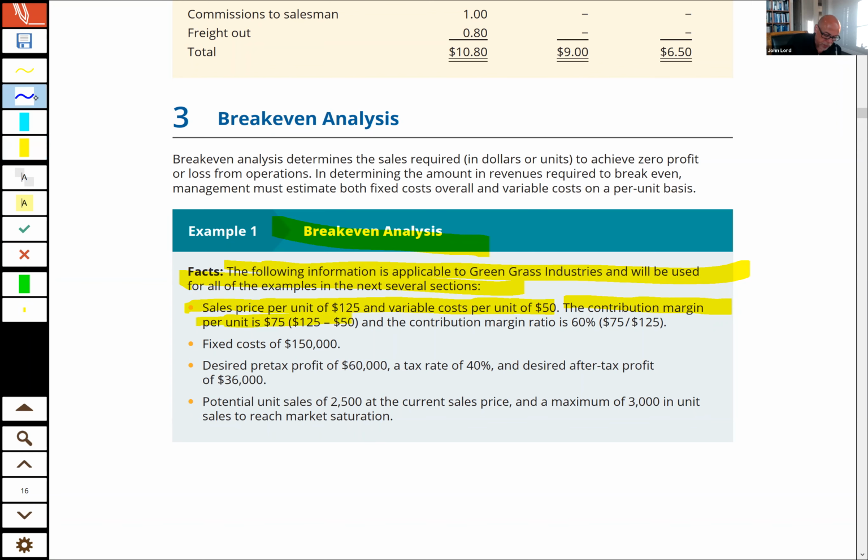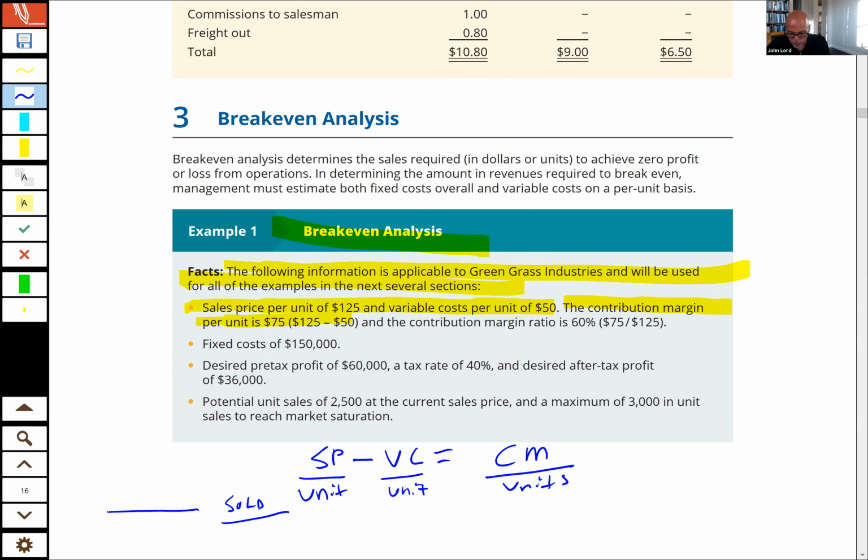Okay, guys, if you're unclear on that, sales price minus variable cost equals contribution margin. And if you want that per unit, you simply do what? You simply divide your contribution margin by the number of units. Okay, notice it's units what? Sold. We're using units sold for that.